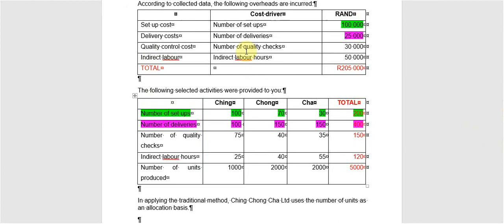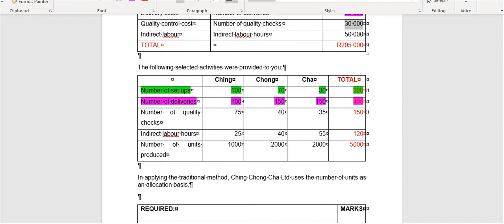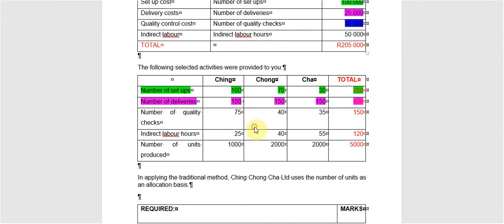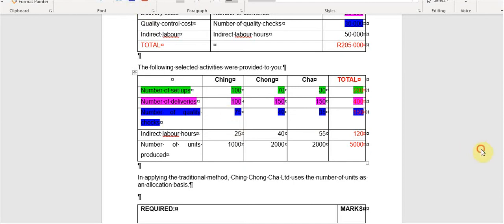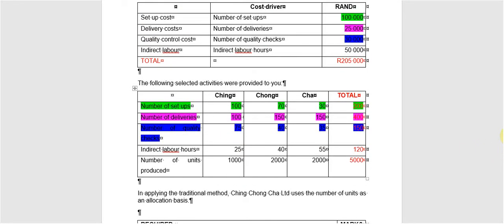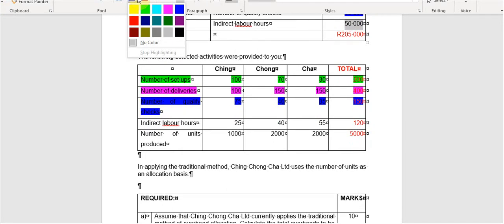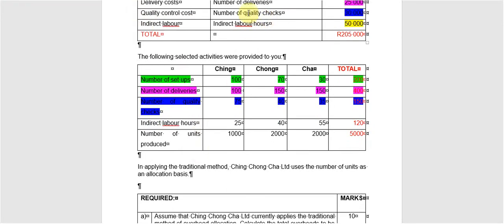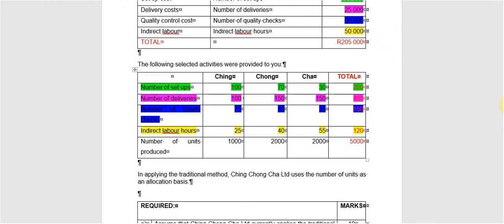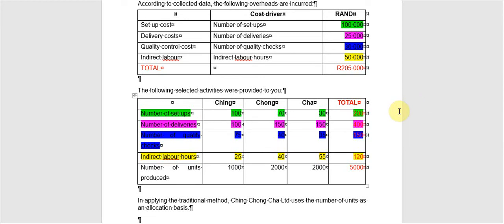Then we have the quality control cost. So this 30,000 I will need. Let's make it blue. And then the quality checks will go with that one. So I'm going to highlight that one in blue as well, because that is the cost driver. Then we are still left with indirect labor, which is 50,000 Rand. Now I'm going to highlight this one in yellow, and the indirect labor hours will relate to it. So I'm also going to put that line item in the same color. So now you can see I am not working currently with this total. This 205 that we've added up is only used in traditional costing.